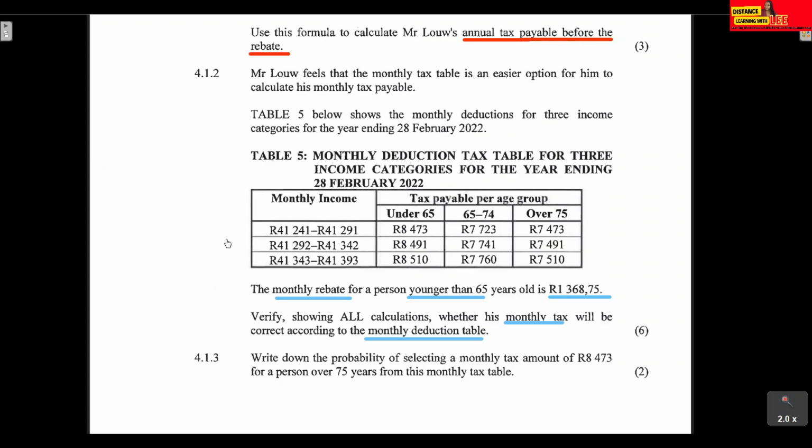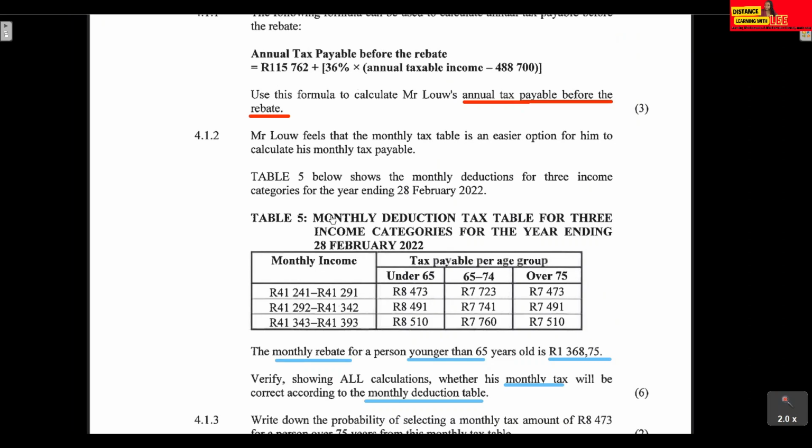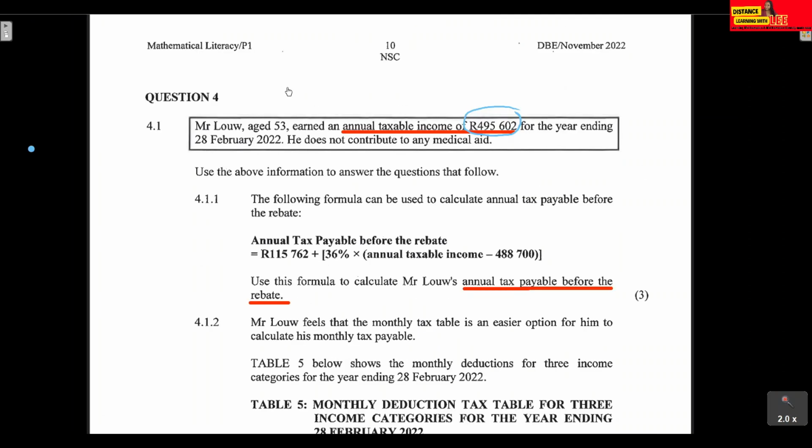So how do we do that now? We first need to determine the monthly income category that he falls in. And then once we've established that, we'll be able to determine the monthly tax payable that he pays. Okay, so how can we do that? First thing we need to do, we already know that Mr. Lowe earns an annual taxable income of 495,602. This is his annual income, right? But we want what his monthly income is going to be, right?